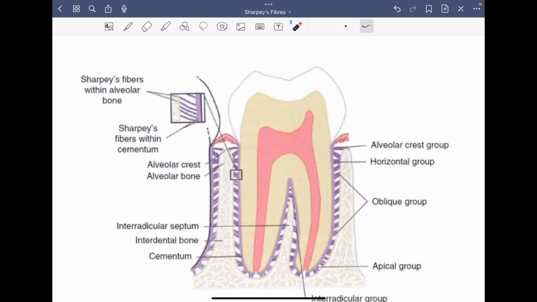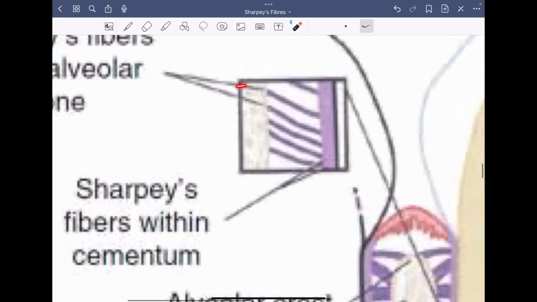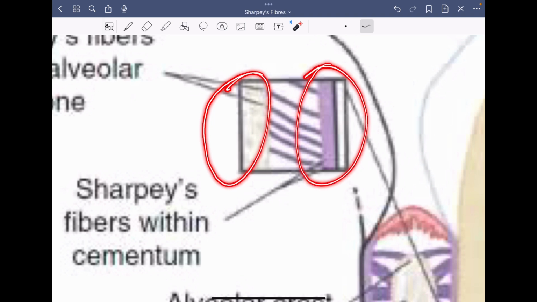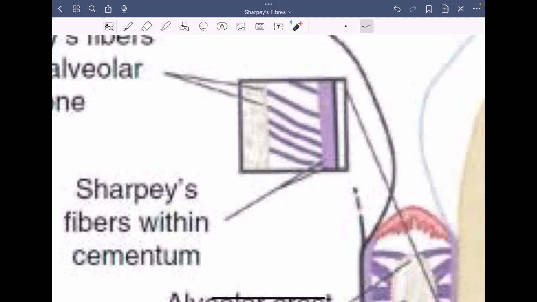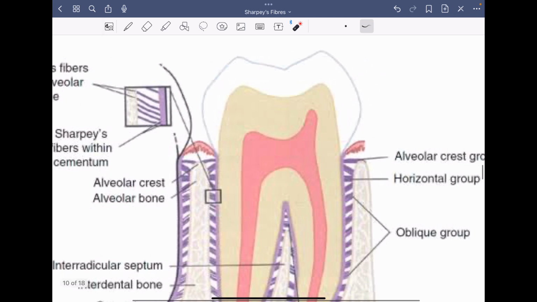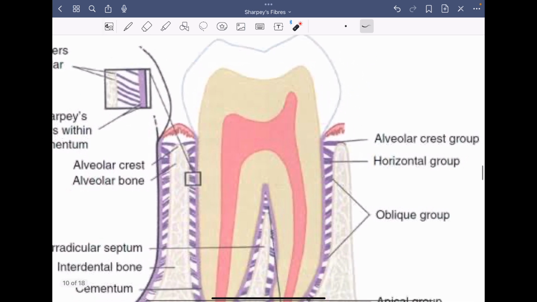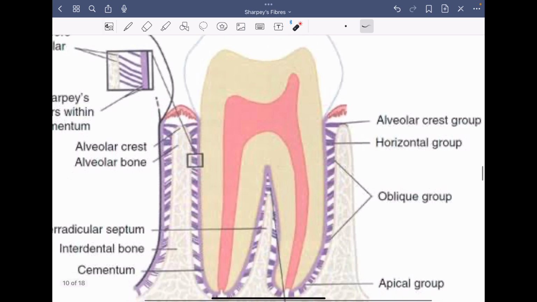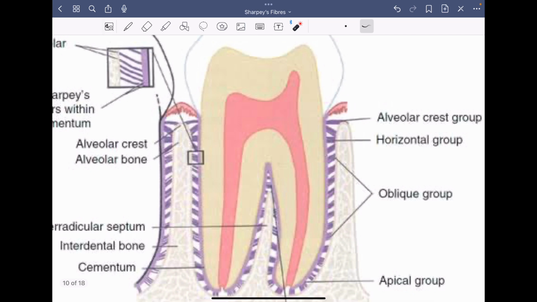So here we can see these are the fibers. On one end they are embedded into the alveolar bone here, and on the other end into the cementum, right? So you can remember it as a tooth within a socket. The first function we have discussed was the mechanical support. Here we can see all these bundles of fiber. What they are doing is providing a means of anchorage for the tooth within the alveolar bone. So that is the first function.